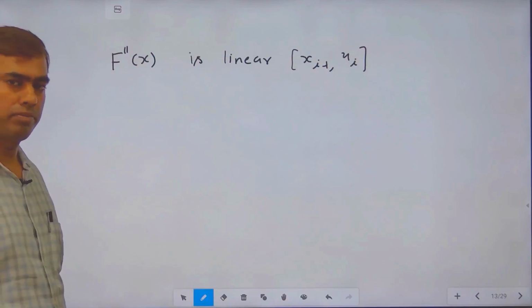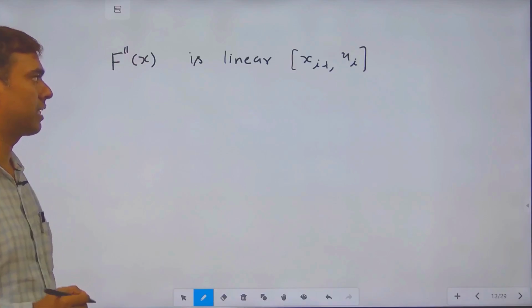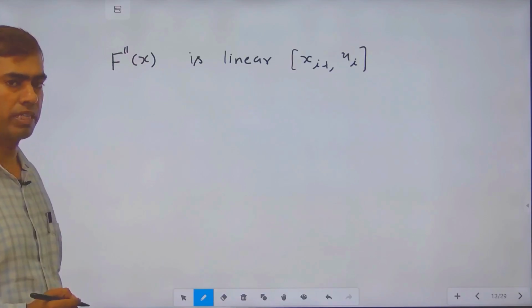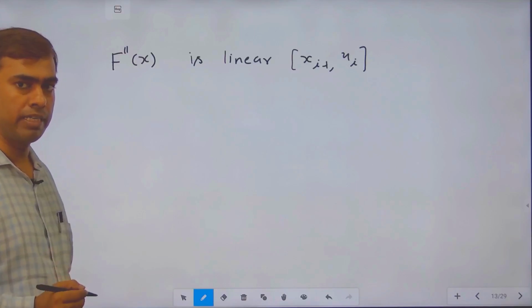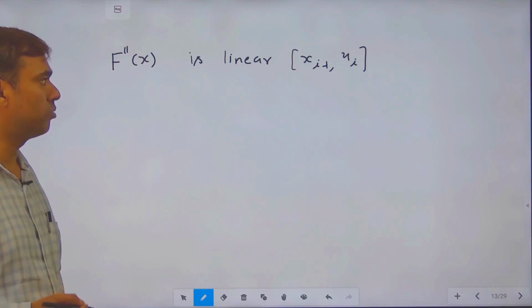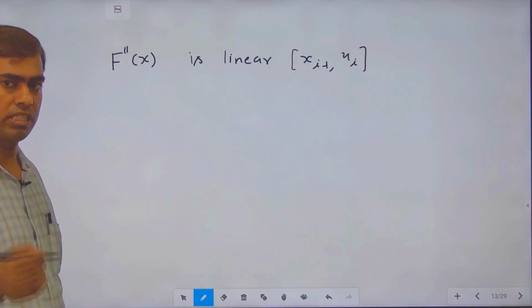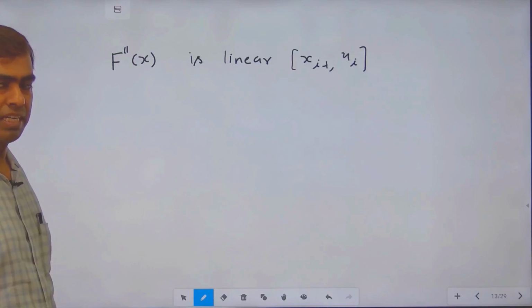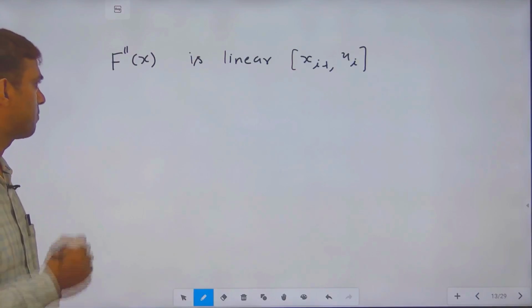Let us assume that arbitrarily we take a class interval x_{i-1} to x_i. If the value of i is 1, then this becomes x0 to x1. If i is 2, then x1 to x2, then x2 to x3, x3 to x4, and similarly x_{n-1} to x_n.